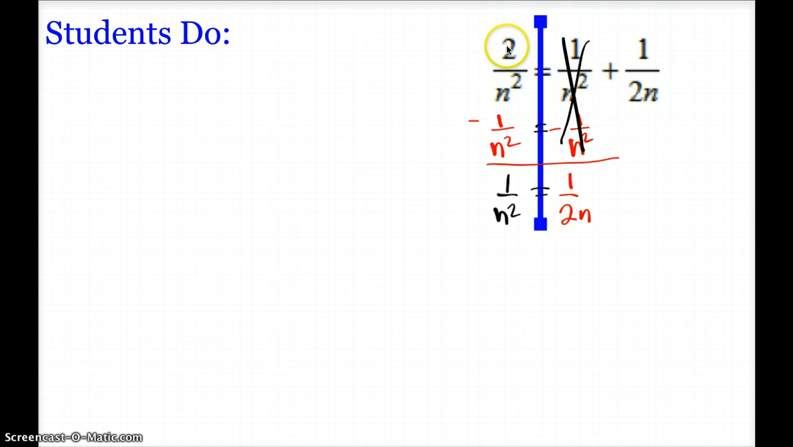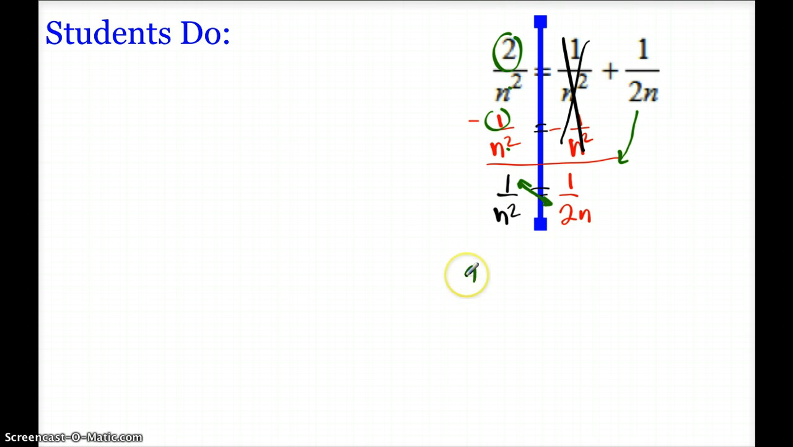Okay, so 2 minus 1 is 1. So these 2 numerators subtract each other. It equals a 1. Denominators, they stay the same. On the right, the inverse, they cancel out, and I'll bring this 1 over 2n down. Cross multiply.